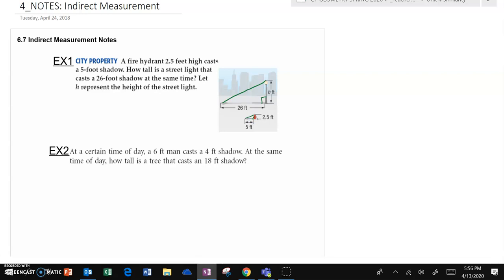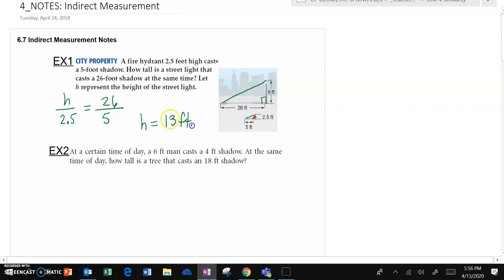Okay, so right now there's many different ways, obviously using properties of proportions, that I could set this up. So I'll use height of the street lamp to height of the fire hydrant as shadow of the street lamp is to shadow of the fire hydrant. So if I were to solve that proportion, I would get the height of the street lamp as 13 feet high. Okay. All right, let's look at example two where the diagram is not drawn for us.